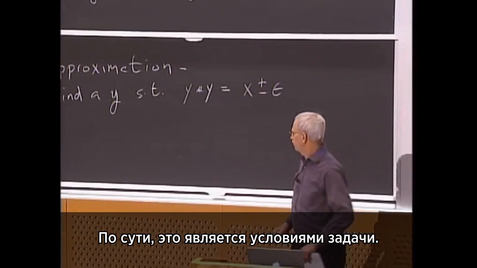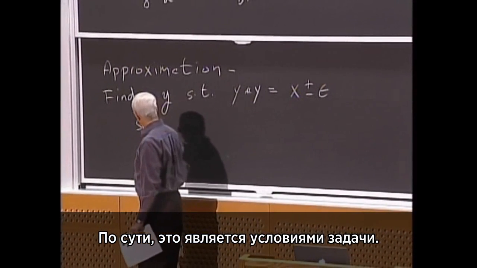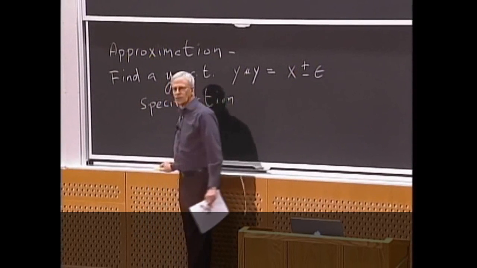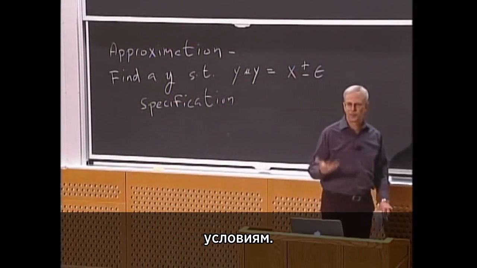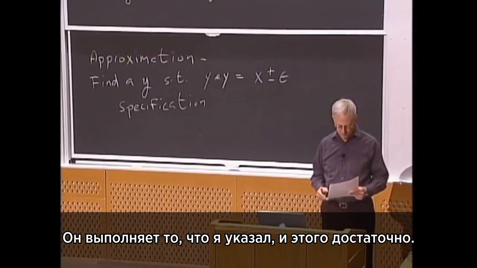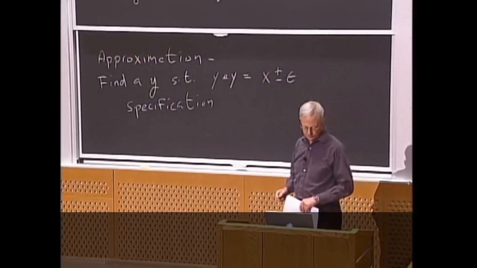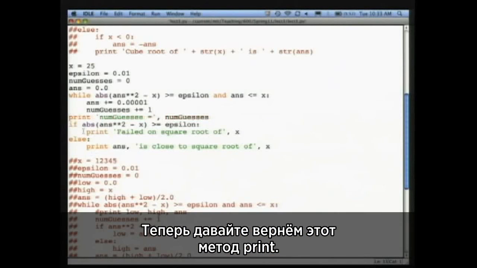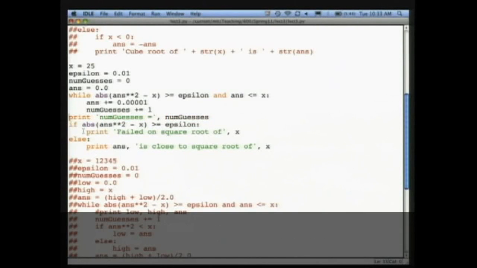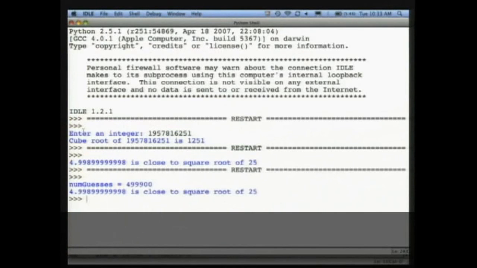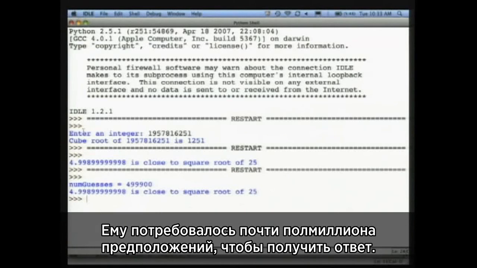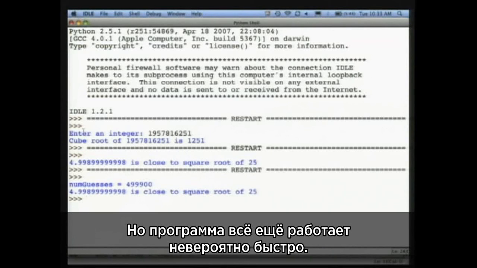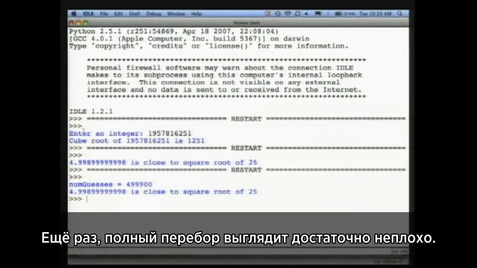Effectively, this is a specification of the problem. And I've now written a piece of code that meets the specification. It does what I set out to do, and that's good enough. Now, let's turn this print statement back on. Took almost 500,000 guesses to get there. But it was still blindingly fast. So once again, exhaustive enumeration seems to be okay.